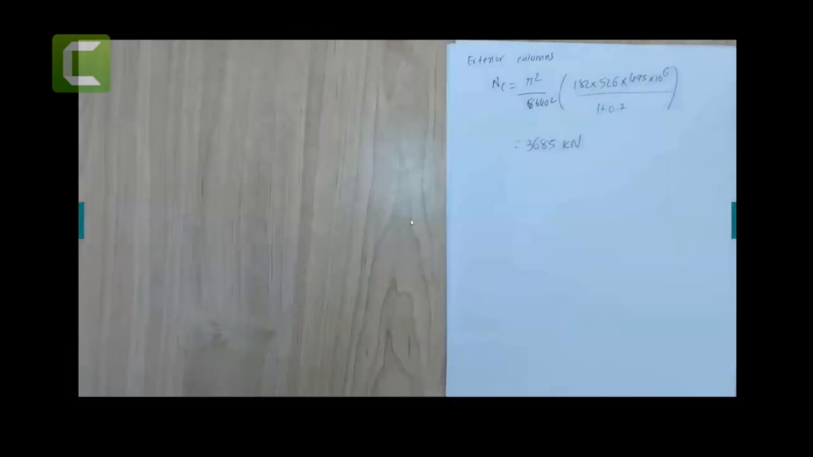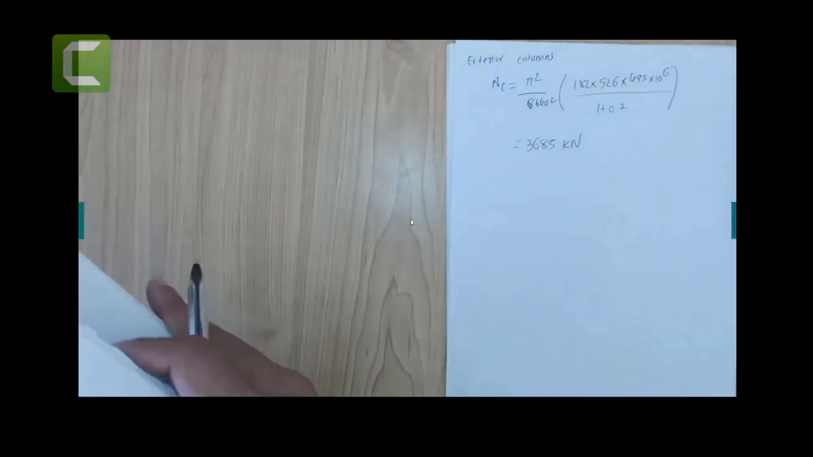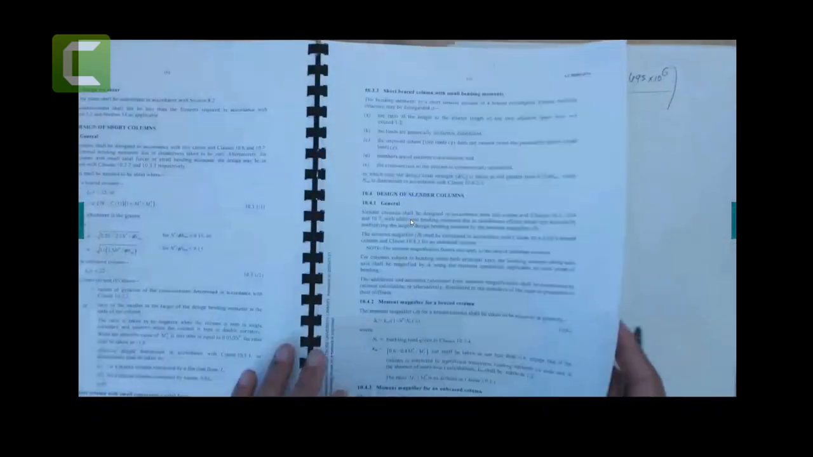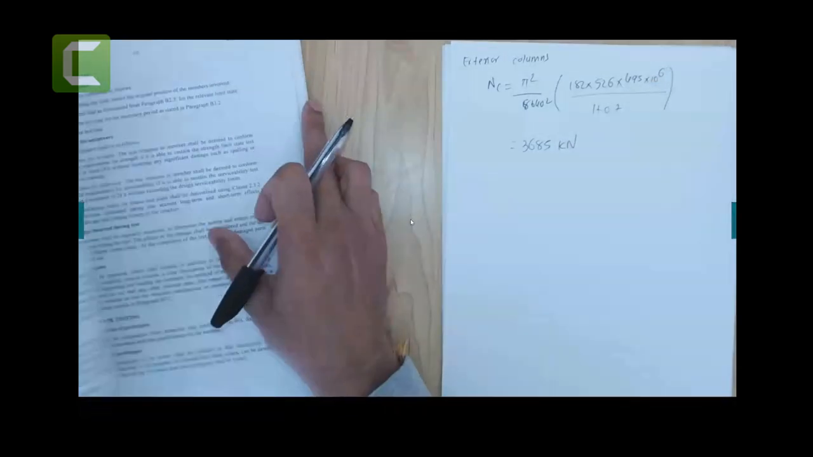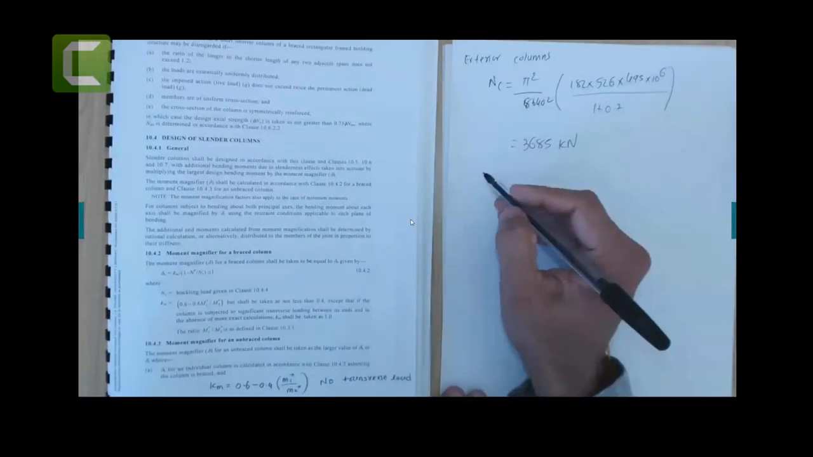All right, let's do the moment magnifiers. Where is the equation for moment magnifier? Let me find that. Clause number 10.4.2. There you go, moment magnifier for braced column. So I think we need to check the moment magnifier for both braced and unbraced, making sure that we are not overlooking either. I will explain that in a minute.